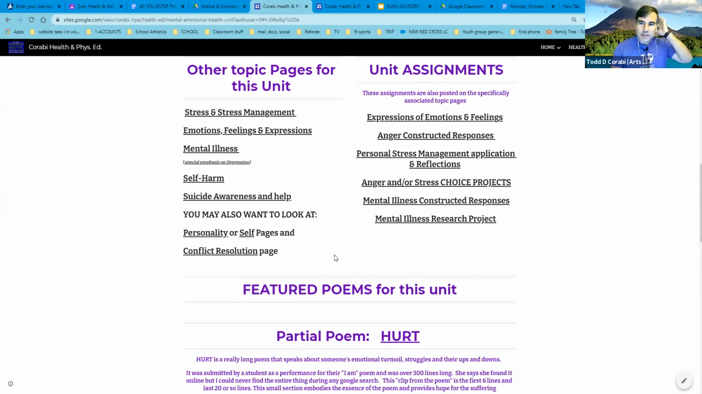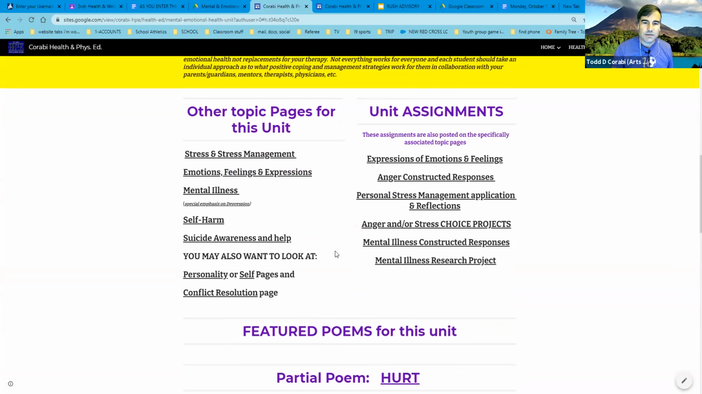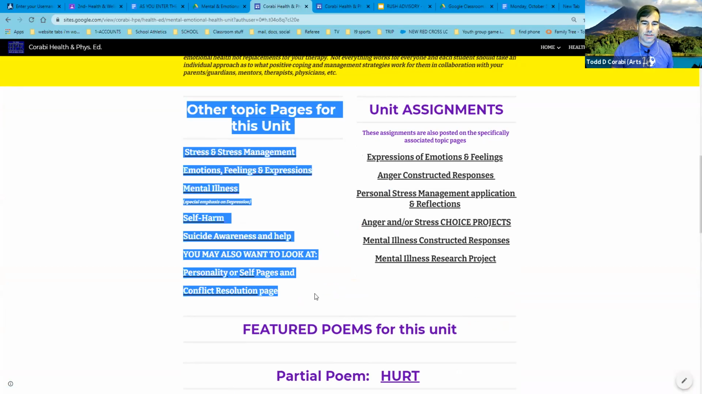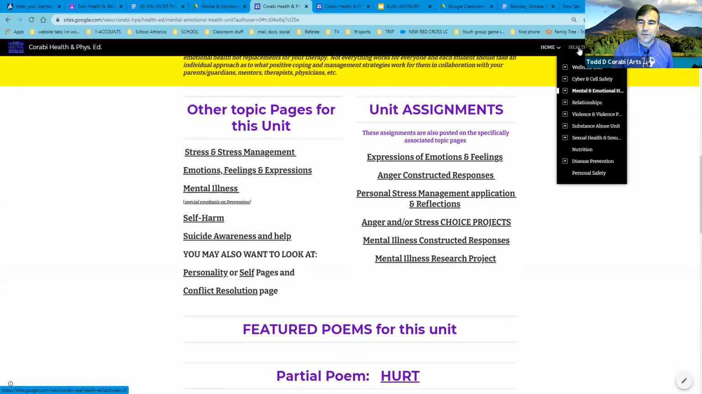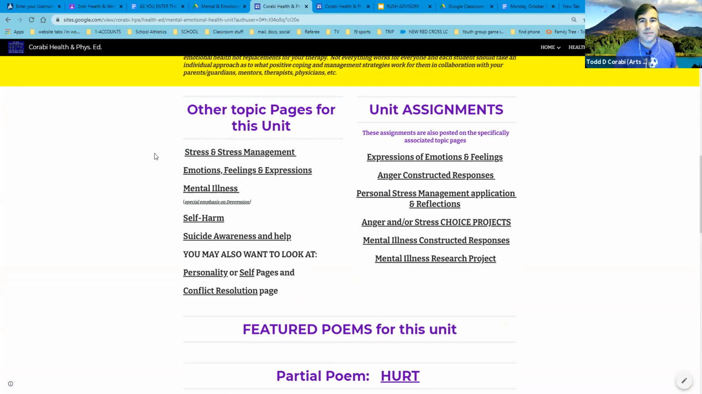So in order to get to the other topics, you have two choices again. The first choice is to get down to the section that says other topic pages for this unit, and it lists all the topics here. Or the other one is to click the down arrow, and then you can see all of the other topics. This unit typically lasts a long time, about 6 weeks altogether.